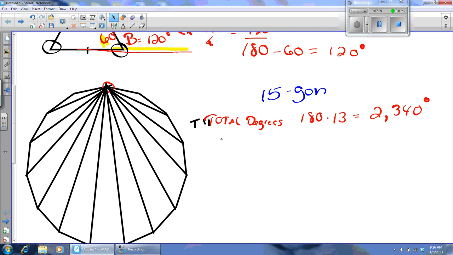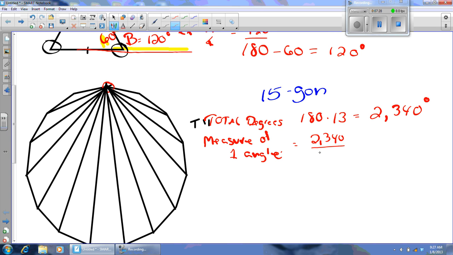Okay, so how big is one angle? I need the measure of one angle. Well, the measure of one angle, assuming that it's a regular shape, will be 2,340 divided by how many angles there are. Well, it's a 15-gon. There must be 15 angles. So when I divide that, I get 156 degrees. There we go. It's 156 degrees for the measure of just one angle.